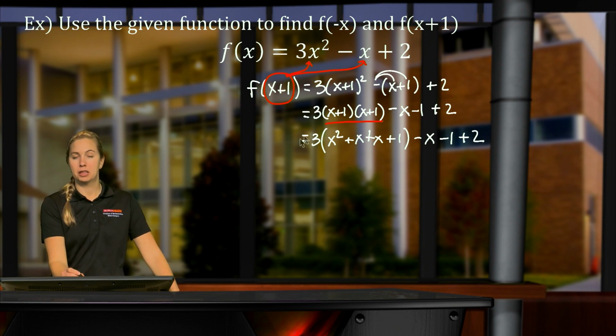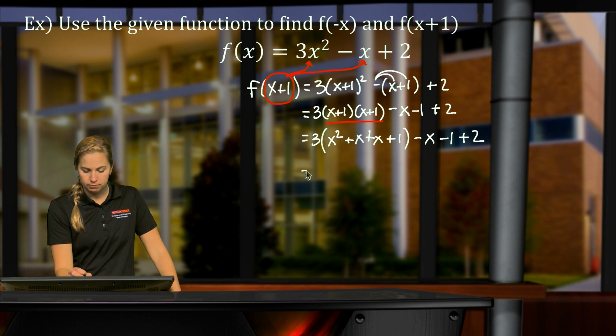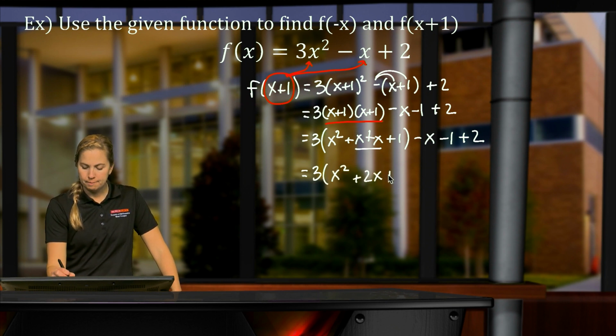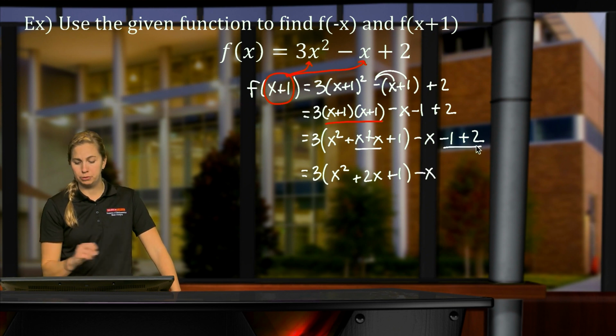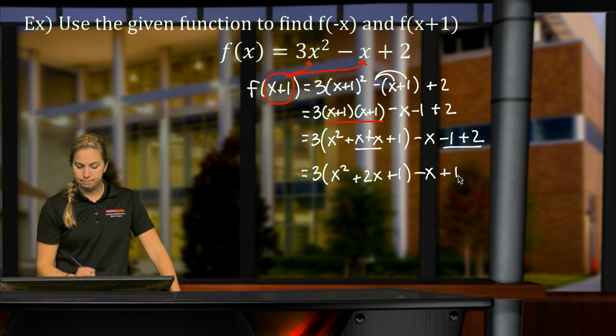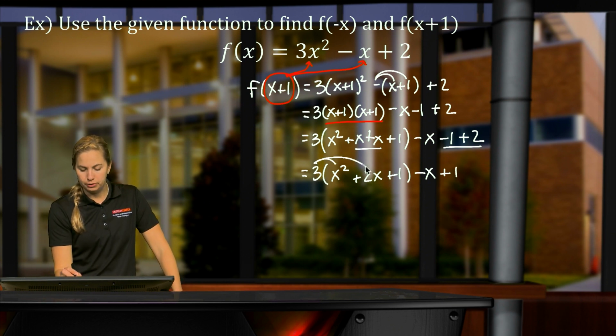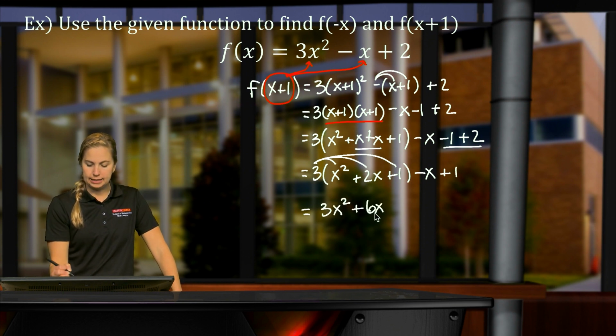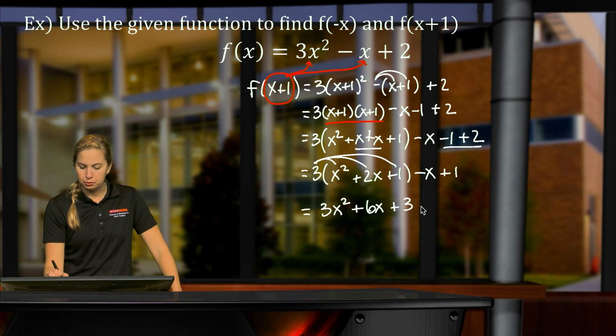And next, we will take the 3, we will distribute it. Actually, I'm going to combine like terms first in the parentheses. So we have 3 times x squared plus 2x plus 1 minus x. I'm also going to combine those like terms. Negative 1 plus 2 is positive 1. And now I will distribute that 3. 3x squared plus 6x plus 3 minus x plus 1.